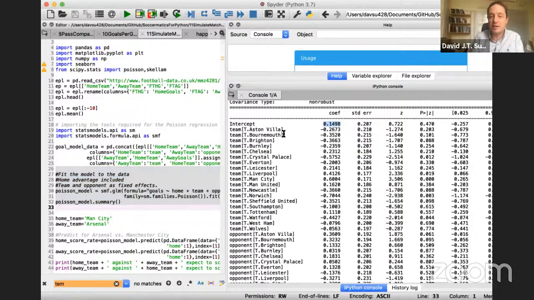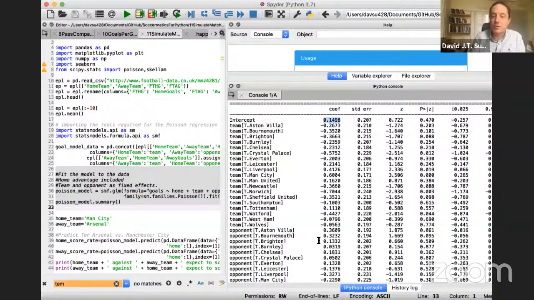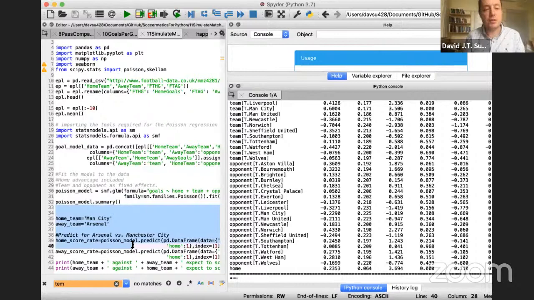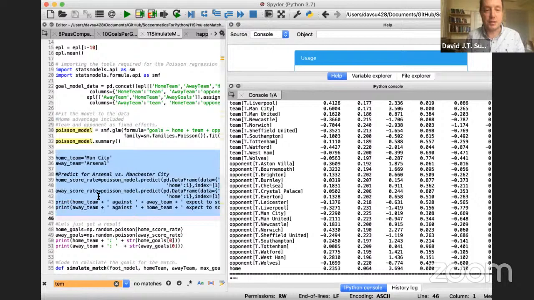Bournemouth are statistically worse than Arsenal. Chelsea are statistically better than Arsenal. Manchester City are a lot better than Arsenal. So no surprises there. We'd be surprised if it didn't come out with these types of things. That's in terms of scoring goals. And then in terms of conceding goals, Aston Villa concede statistically more goals than Arsenal do, and so on. And then what we can do is, once we've got those rates, we can start to actually simulate matches. And that's what the rest of the code does.